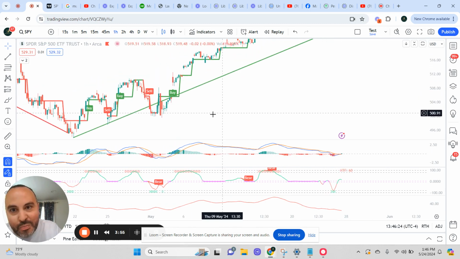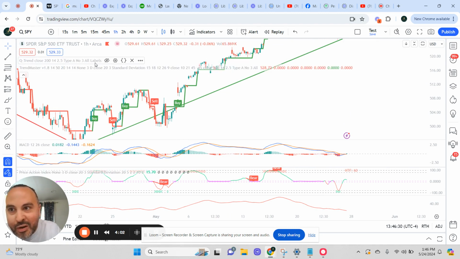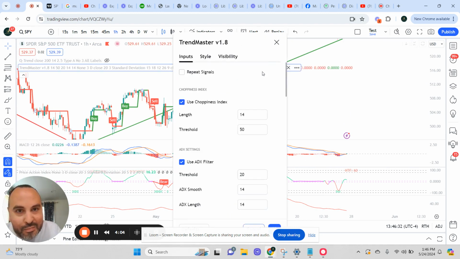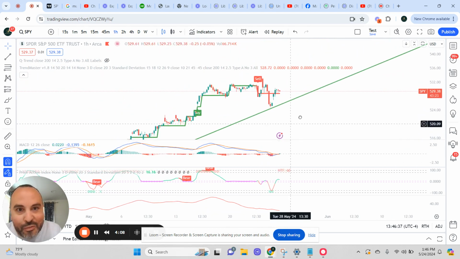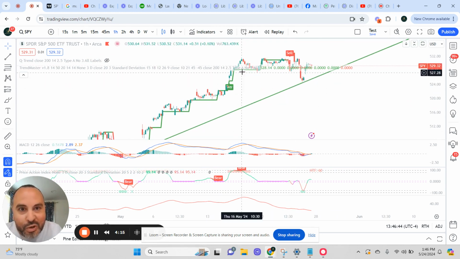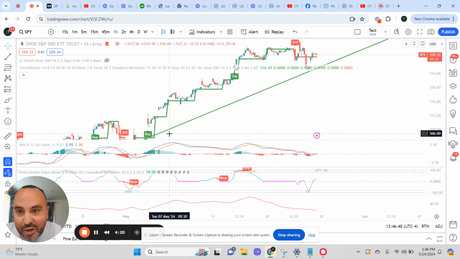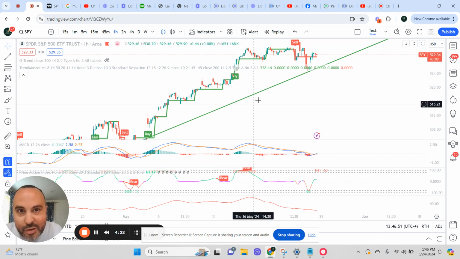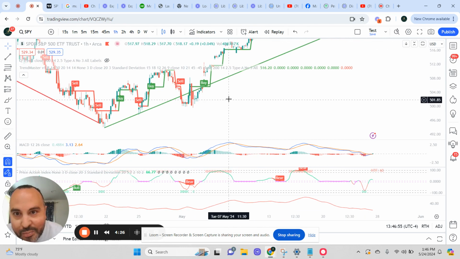So if we only played the calls, especially if we had our repeat signals on, something like this would be great for us. So you have this sell signal here. This ended up working out, but look at where the real money is being made. The calls, right? Because we're in an uptrend. Okay, so buy signal there. You have a buy signal here that just went ape shit.